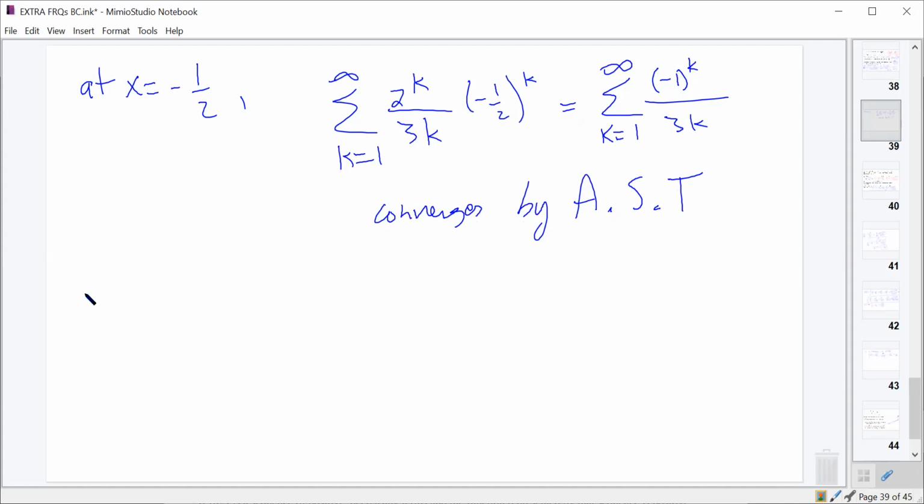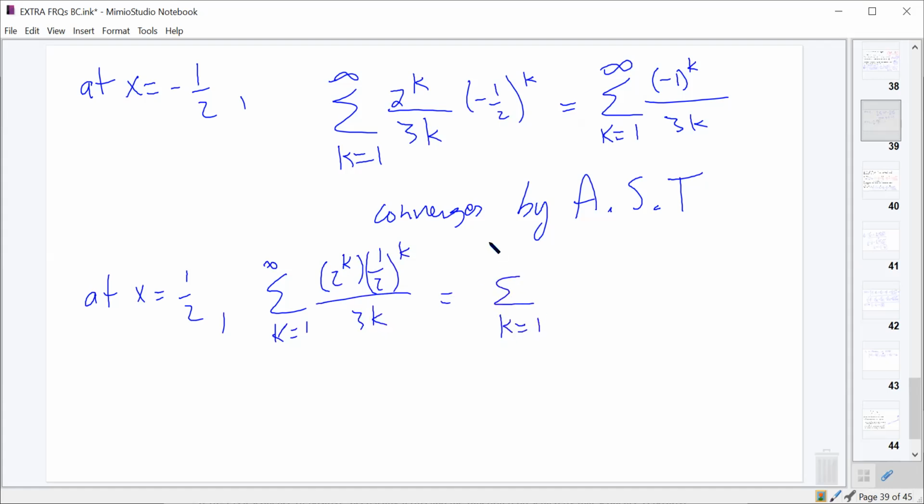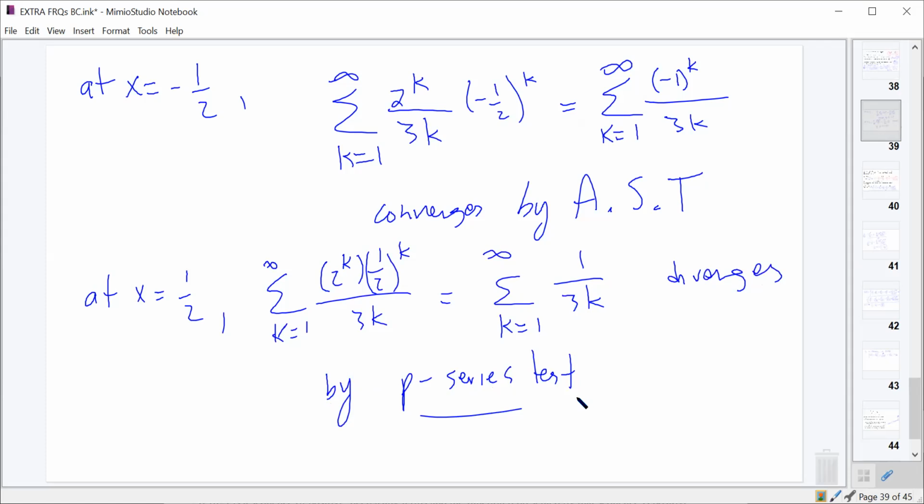Okay. So then we'll test it at x equals positive a half, which will turn this into the series from k equals 1 to infinity of 2 to the k times a half to the k over 3k, which becomes the series from k equals 1 to infinity of 1 over 3k. And what do we know about this one? We could state a couple different reasons why this might diverge. This diverges by, we'll just say, the p-series test. You could alternatively say it diverges with a limit comparison with the harmonic series if you wanted, but just by the p-series test is plenty good enough.